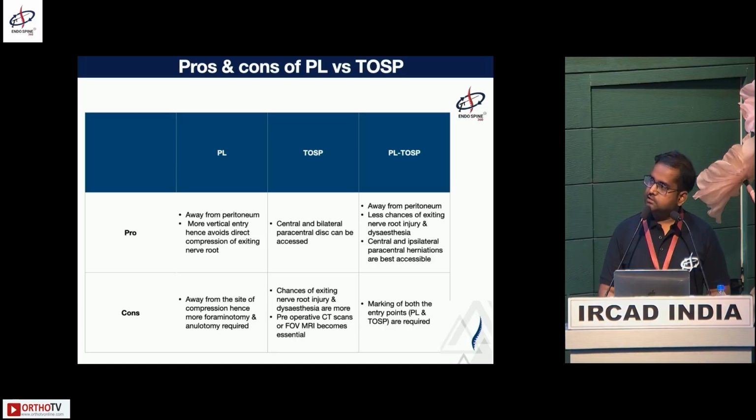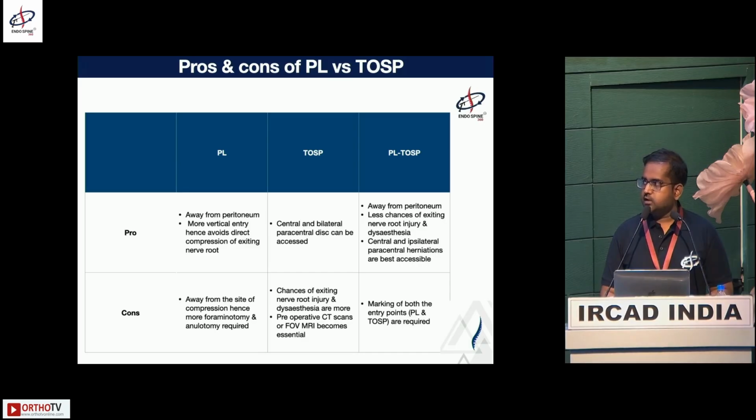Now if we consider the PL entry, it is away from the peritoneum, and from the PL entry the approach is more vertical, so there are fewer chances of compressing the exiting nerve root. But the issue with the PL entry is that sometimes it is difficult to reach the central part of the herniation, and we have to do more foraminotomy or annulotomy to reach the central part of the herniation.